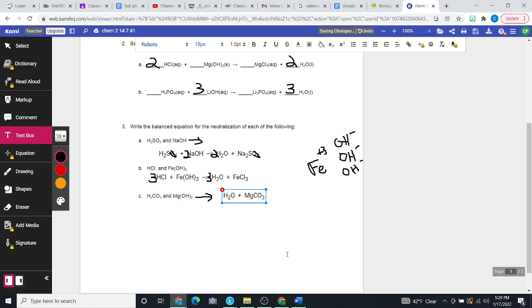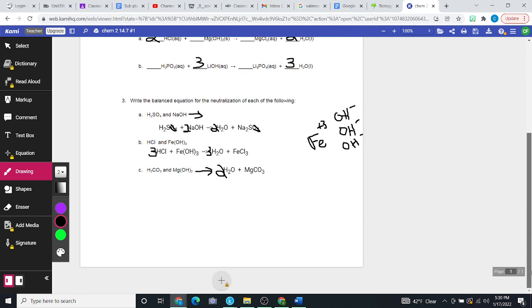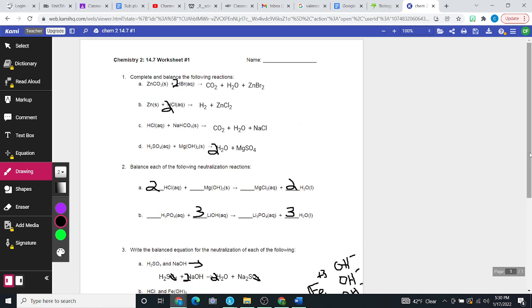1 magnesium, 1 carbonate. All right, now to make sure this is all balanced. 1 magnesium, 1 magnesium. Oh, let's see here. I've got 4 hydrogens, so I need to put a 2 here. I've got 1 carbonate, and 2. Yeah, now everything's good, so it's balanced. All right, so that is the answers to this.